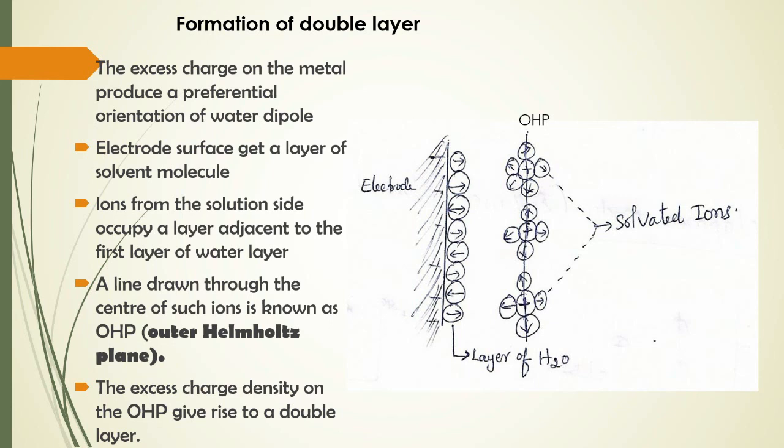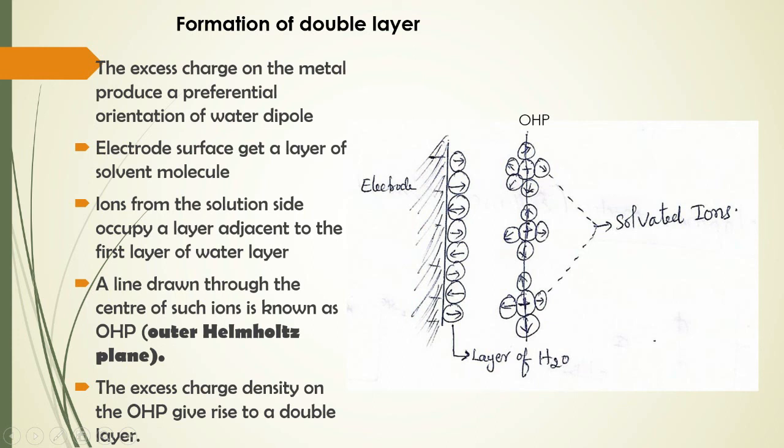The first layer is the water layer, or water molecules aligned to make a layer, and the second one is the solvent molecules from the electrolytic part. One condition is that ions from the solution phase may approach the electrode surface only so far as their inner solution shells will allow, and these ions from the solvent side or the electrolytic side will occupy a layer which is very adjacent to the first water layer on the surface of the electrode. You can see two layers: the first layer of water on the surface of the electrode and another layer of solvent molecules from the electrolytic side.